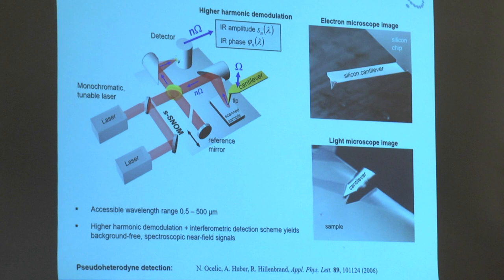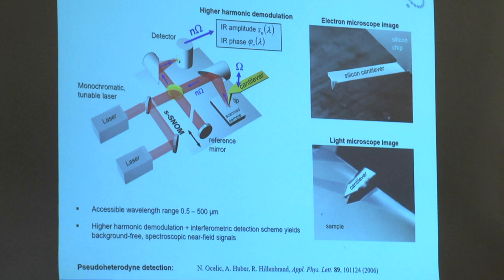And the other thing is we can get amplitude and phase images or spectra to map the dielectric constant, which is complex valued. So these are two important things. And another thing is that this interferometrically detected light on the detector, we detect by recording at a higher harmonic. That means not at the frequency of the modulation, but at n times the modulation frequency. And that's important to suppress background scattering. So I will talk about all that in detail.